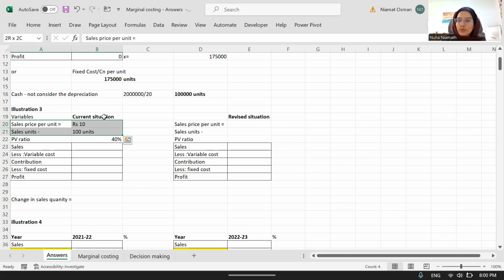I hope nobody's confused. So this is as per your choice. I'm not forcing you to take 10 rupees and 100 units. Take a random sales price per unit and a random sales quantity of 100 units to start with. So that will give me sales of how much? 10 rupees into 100 units, based on my example. Clear so far?